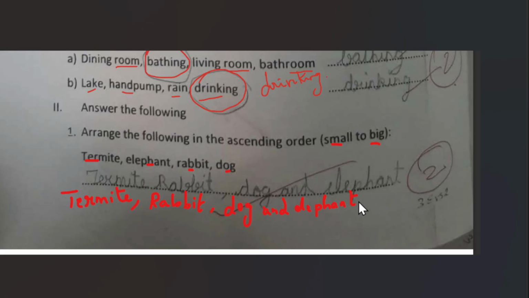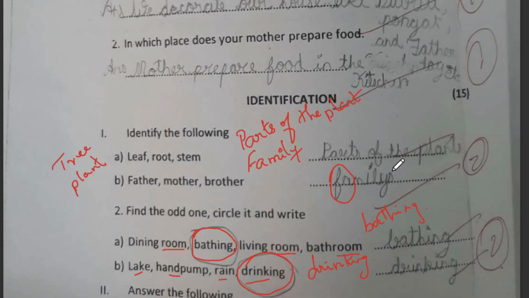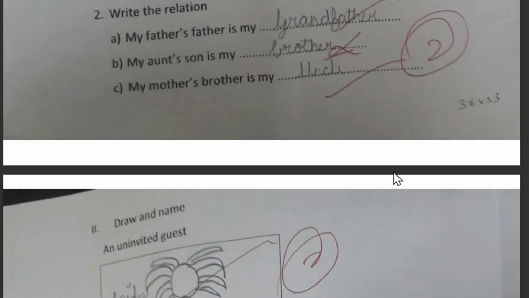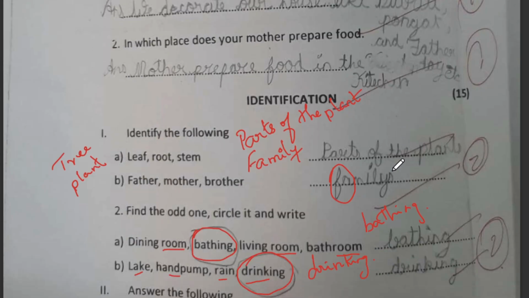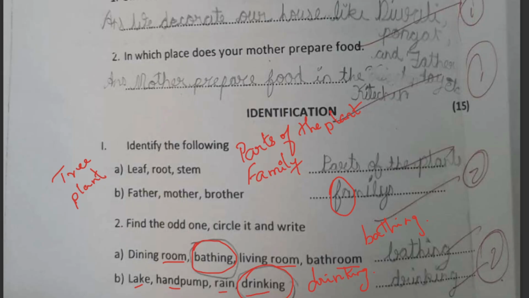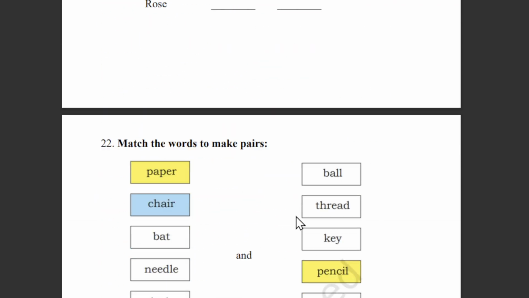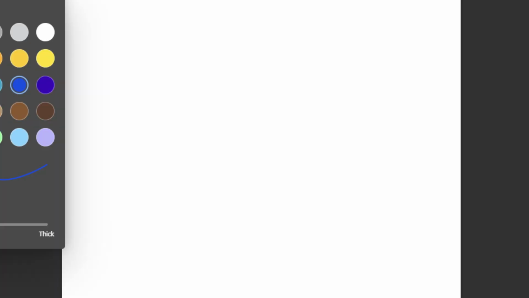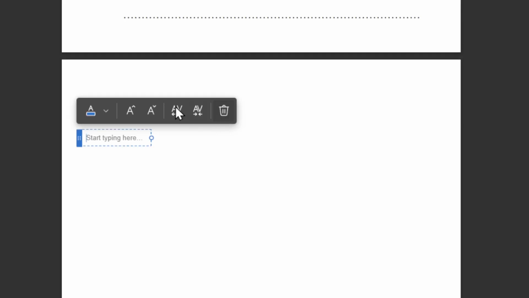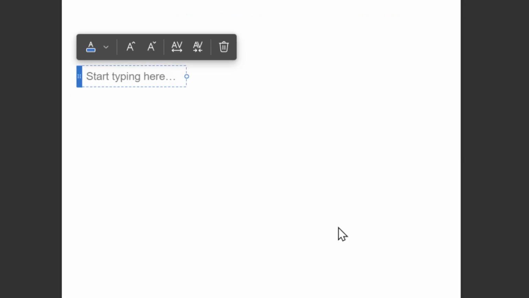Okay, I'll give you one example, students. Let's have an empty page. I'll open an empty page for you. This is the periodic test of English. Let's see if I have any blank page. Okay, so here I have a blank page. Let's write it here. I'm giving you an example.